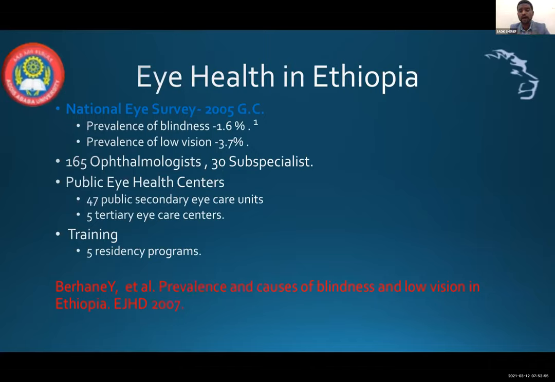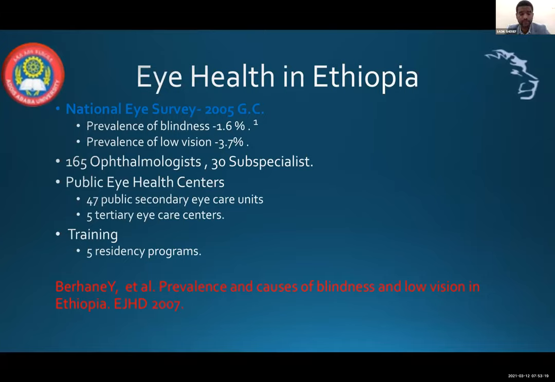Just to give you some background on the situation that we are in. Ethiopia is one of the countries with a huge burden of low vision and blindness. We have old data, conducted nearly 15 years ago. Prevalence of blindness is 1.6%, and low vision 3.7%.